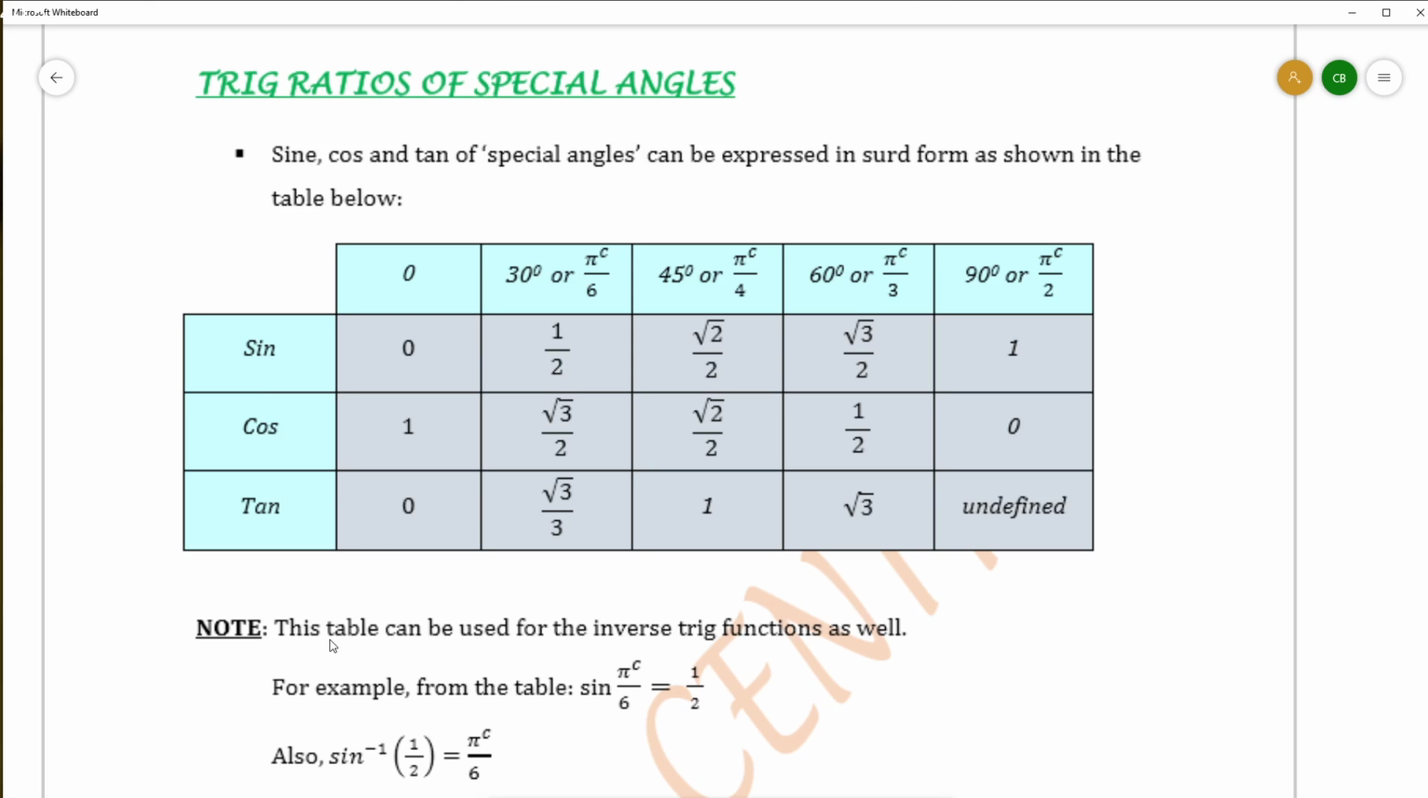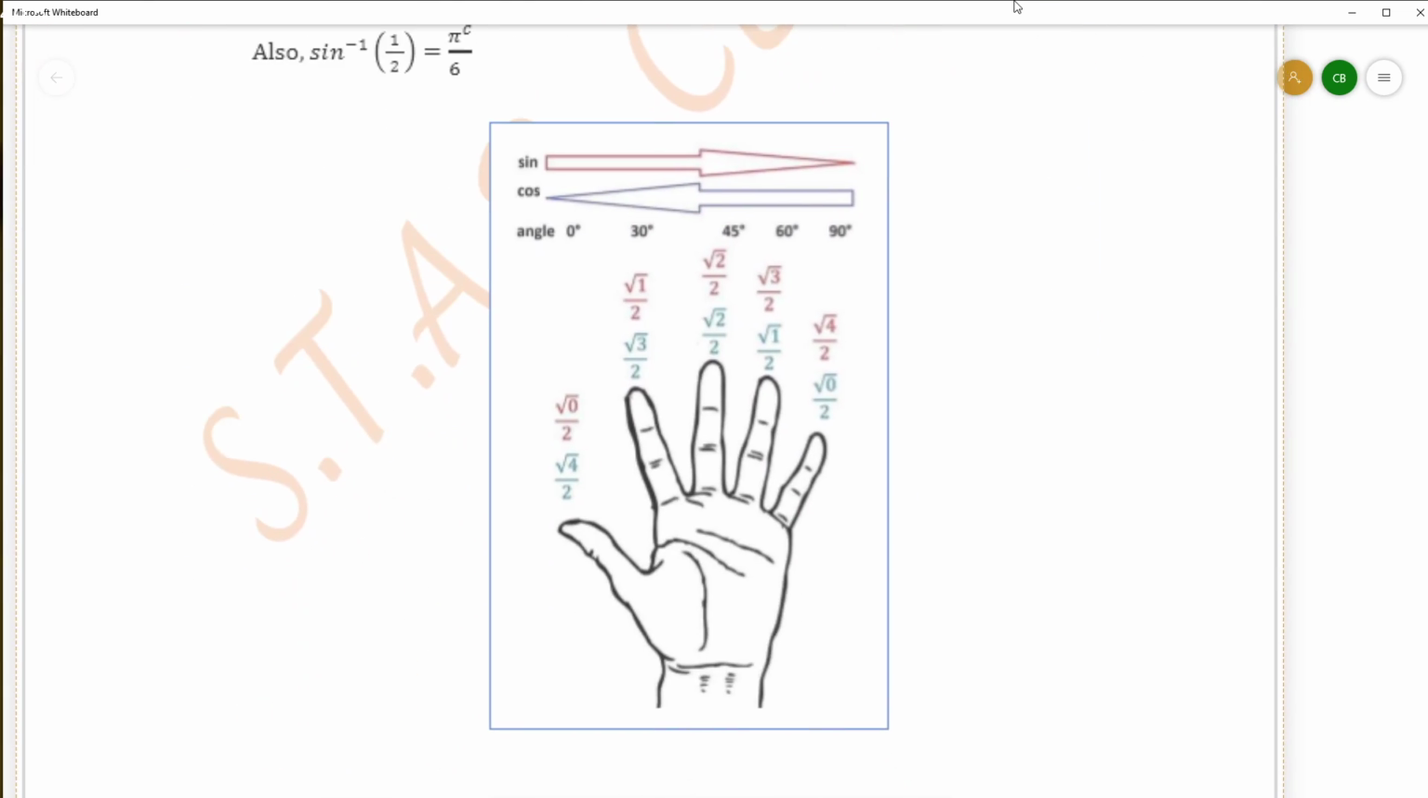Now note, this table can also be used for the inverse trig functions as well. So for example, from the table where we had sine of pi over 6 radians is equal to a half, then if I have sine inverse of a half, that would give us pi over 6 radians if we want our answer in radians, or 30 degrees if our answer is requested in degrees. And normally a question would specify whether your answer should be expressed in degrees or radians. So this table needs to be learned for exams, and there's another way that we can learn it. You can memorize the table, or we have an interesting diagram here that we can use.